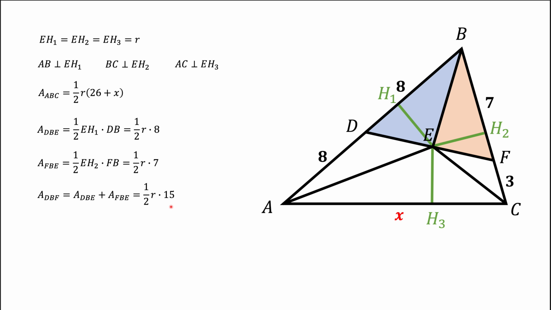The next thing we're going to do is get rid of this R, because we're not really interested in R. Nobody asked us to find it. So to do this, we're just going to divide the area of the big triangle ABC by the area of the smaller triangle DBF. In this case, we're going to have a relationship that has only X in it.